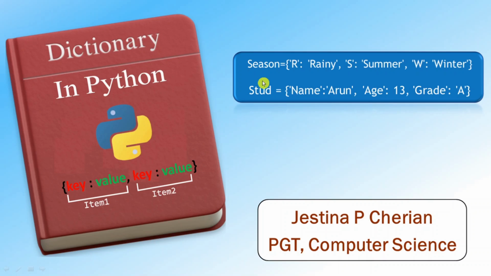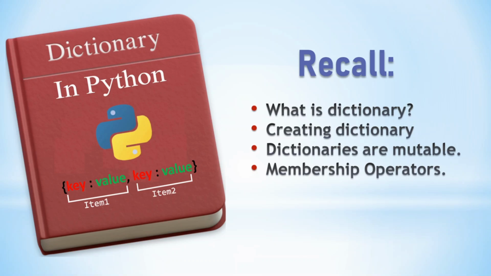In the last video we discussed dictionary in Python. We discussed what is a dictionary, how to create a dictionary, and we discussed dictionaries are mutable, that is we can add or update an element in the dictionary, and the membership operators in and not in to check for the existence of items in the dictionary.